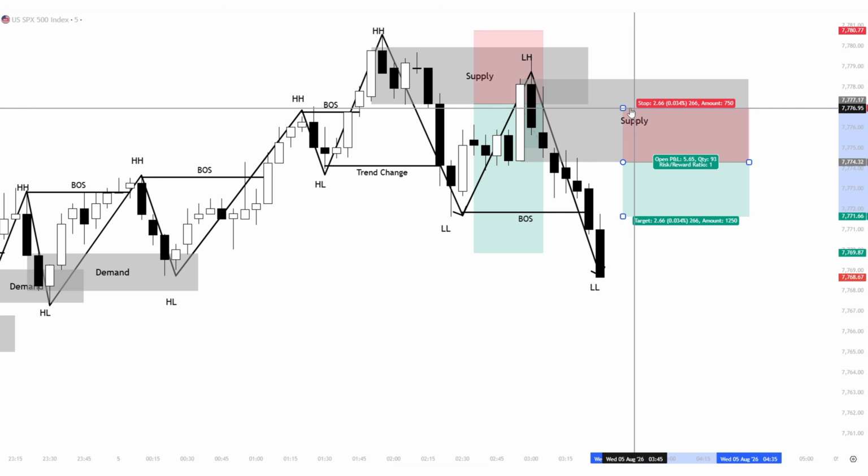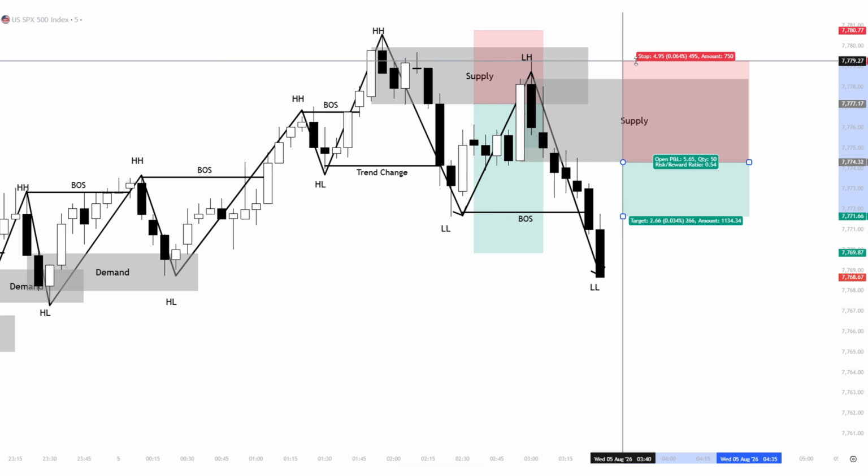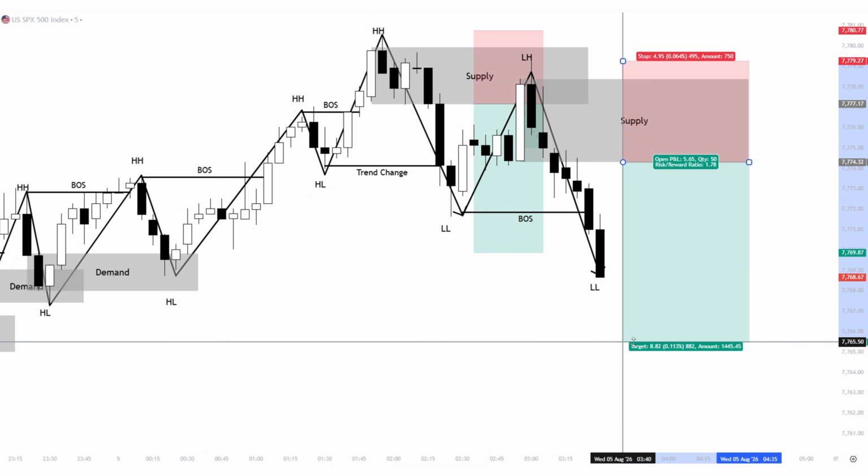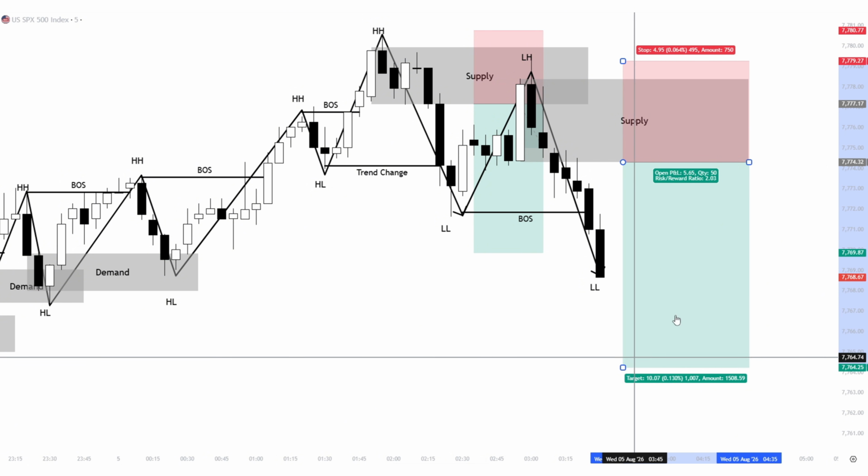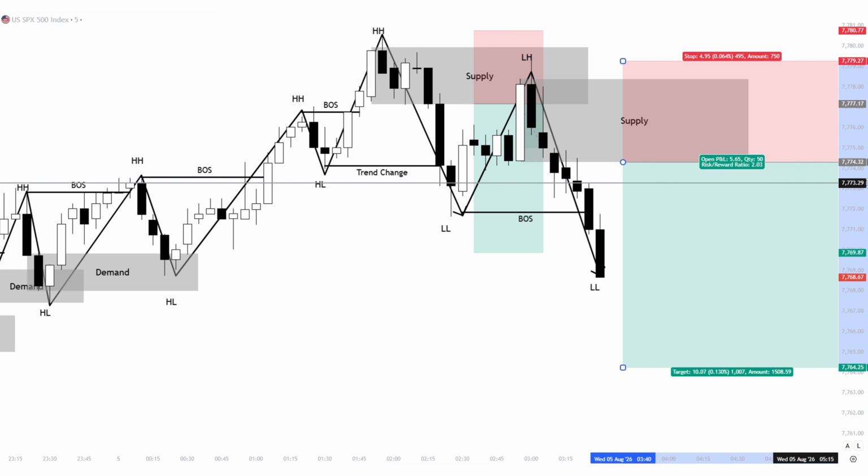With the entry placed on the bottom of the supply, the stop loss is placed above the last high. And we see that with this placement, the stop loss is quite wide this time. But that doesn't matter that much, since we still look for a similar risk-reward ratio, which means that the take profit will also be wide, and moving into the take profit target, which should be placed below the last low, but as I said, targeting at least a 1-to-2 ratio.